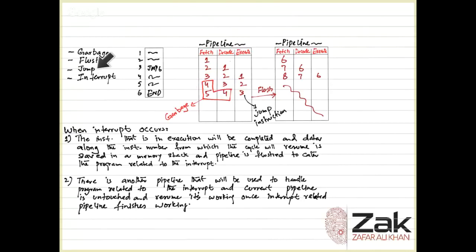We know what jump is. Now, your syllabus says that with respect to parallel processing, with respect to RISC, with respect to pipeline, what is an interrupt?